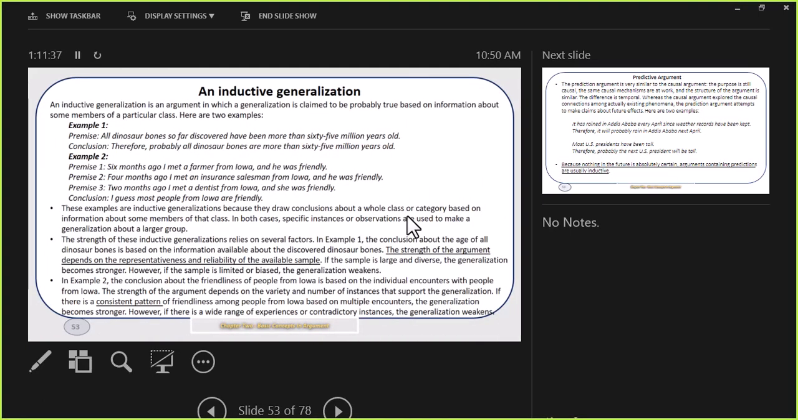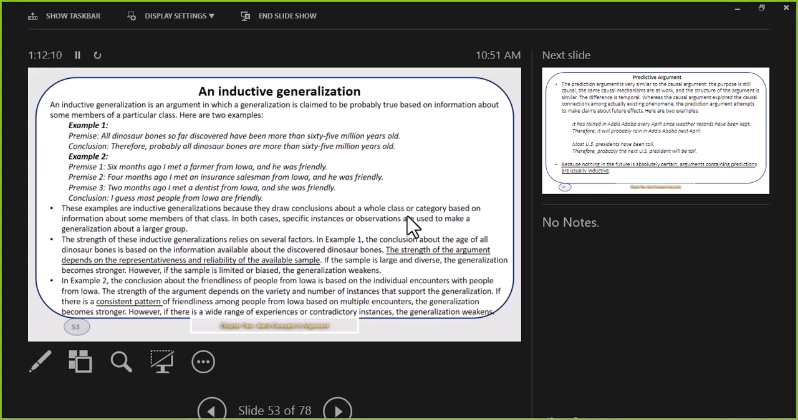Inductive generalization is typically an inductive argument. The name itself tells us something about its essence. All dinosaur bones so far discovered have been more than 65 million years old. Therefore, probably all dinosaur bones are more than 65 million years old. It is an inductive generalization, taking some sample, investigating the sample, and making a general assertion about the general population based on the investigation or observation from the sample.